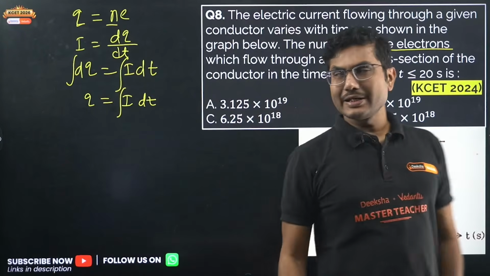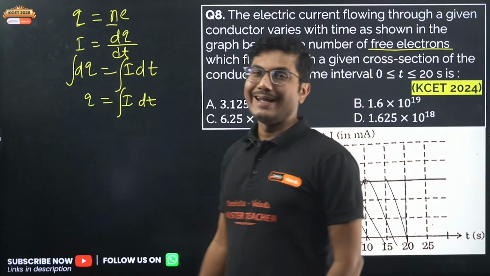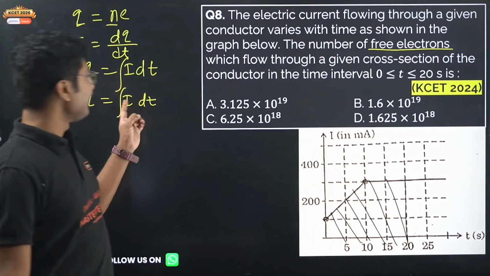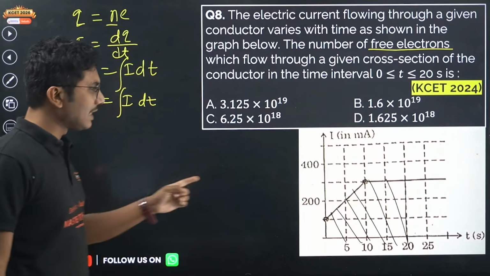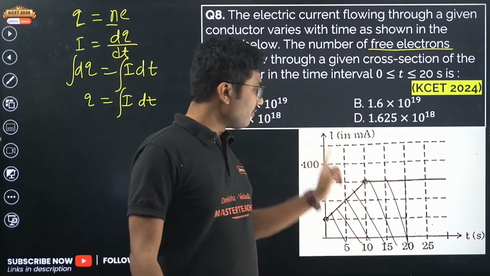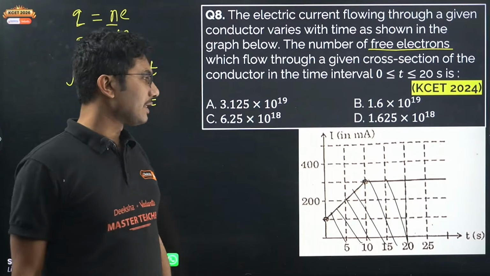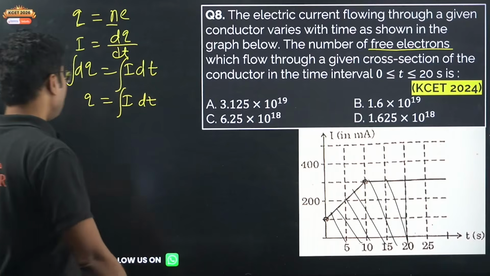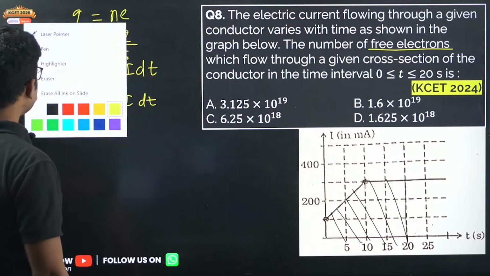So now integration means area under a graph. If you plot an I versus T graph, then the area under the graph will give you the total charge. Okay, that is the main reason.